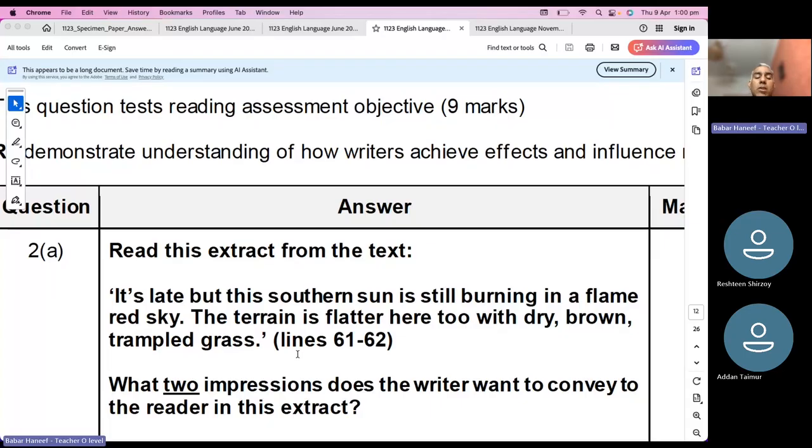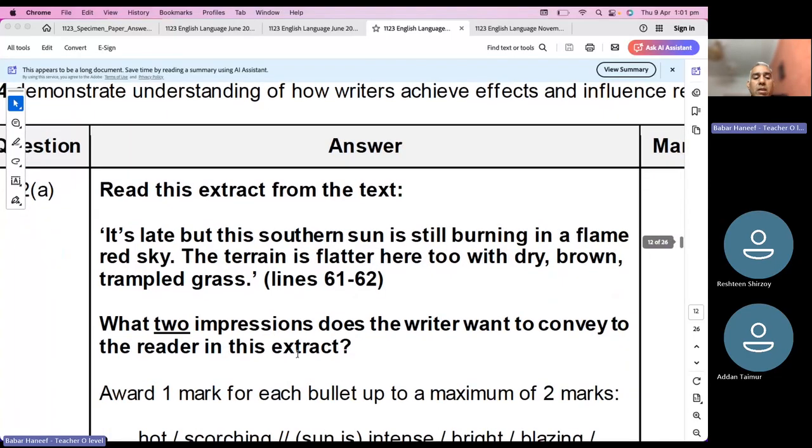So one is, it's a very hot day, it's scorching heat, and the other one is, as a result of the terrain, the terrain is flat, and then you can see the trampled grass, brown. The grass has burned. You might have seen that, squashed. Yes, that's right. So this is how you're going to answer this one.